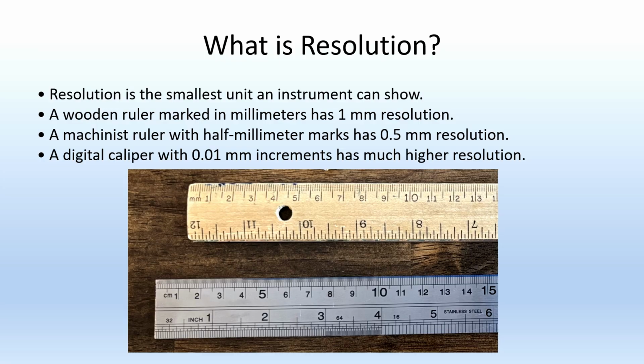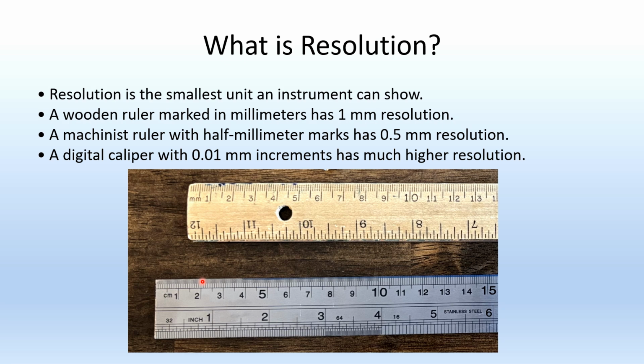First of all, what is resolution? Resolution is the smallest unit an instrument can show. In the case of a ruler here, this ruler would be 1 millimeter, and this would be a fraction of an inch here, and this is down to 0.05 millimeter. So that's the resolution of these two rulers in millimeters.